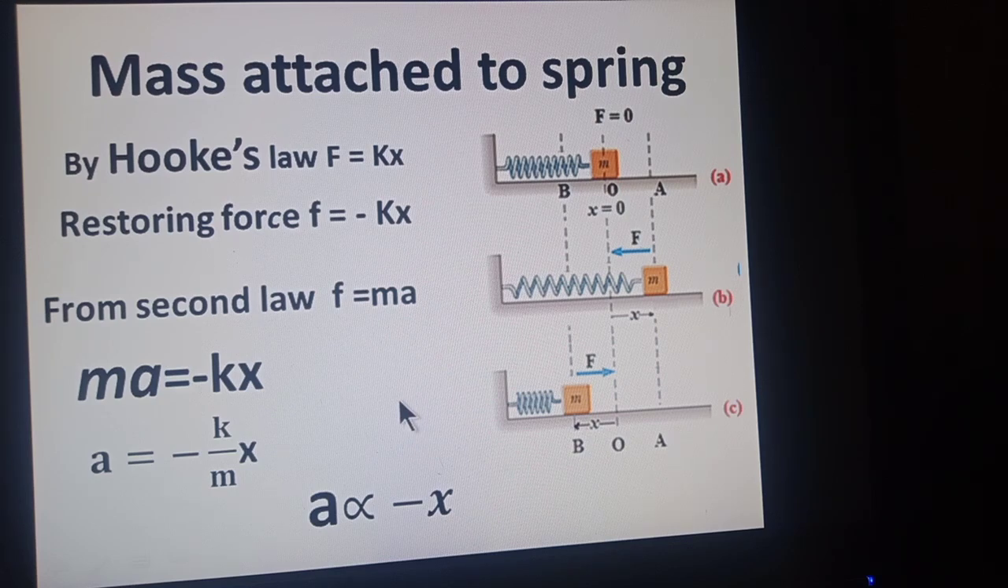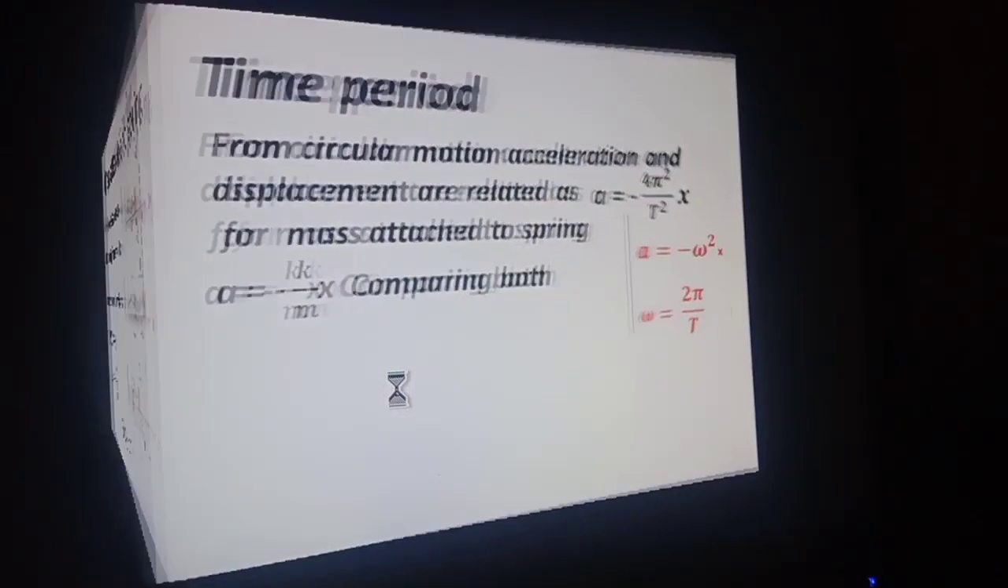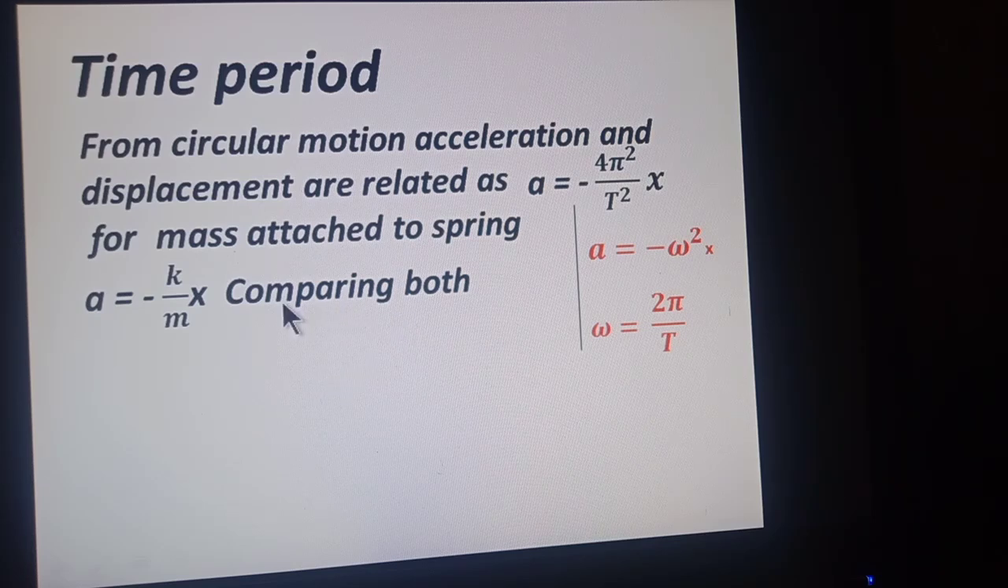Now we will derive the expression for its time period. What is time period? It is the time in which this mass spring system completes its one vibration. We will take help from circular motion for the derivation of equation for time period. From circular motion, acceleration is equal to minus omega square x, where omega is called angular velocity and it is equal to 2 pi by T, as linear velocity is equal to distance divided by time. Similarly, angular velocity is equal to angular displacement divided by time period.